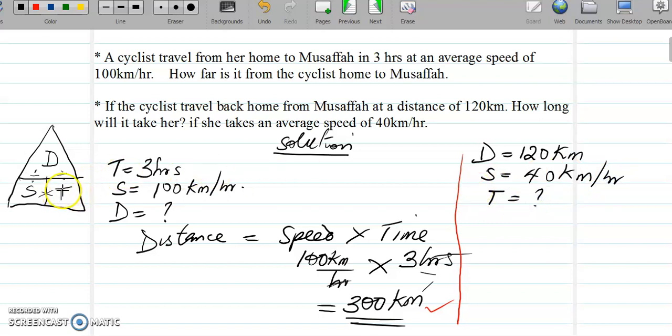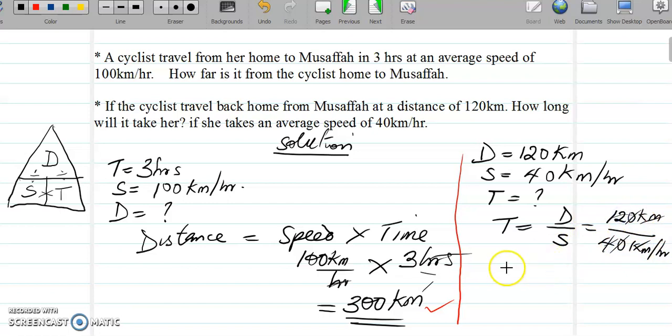Now let's look at this. If I'm looking for time, time means distance divided by speed. So the time means distance over speed, and the distance we have here is 120 kilometer, while the speed we have is 40 kilometer per hour. So if I cancel this, we get our time as 3 hours. So 3 hours will be our time. Okay, so that's how we solve that.